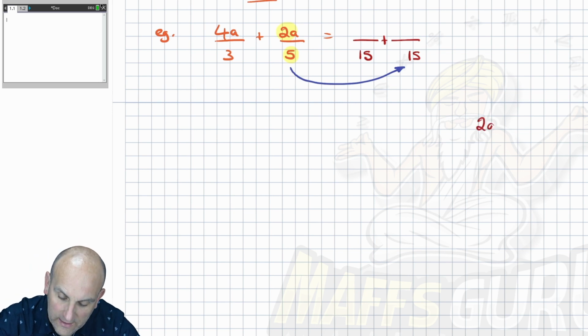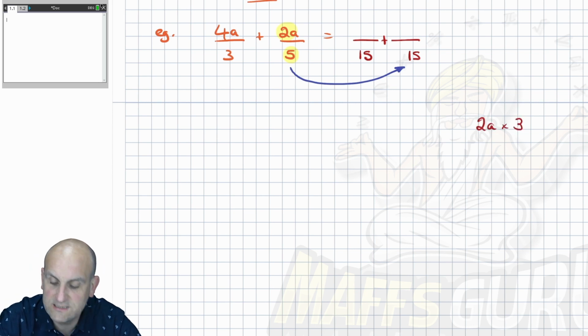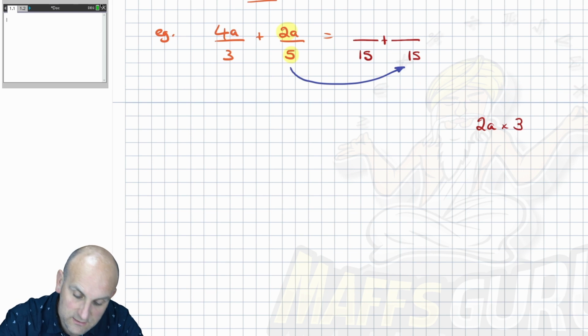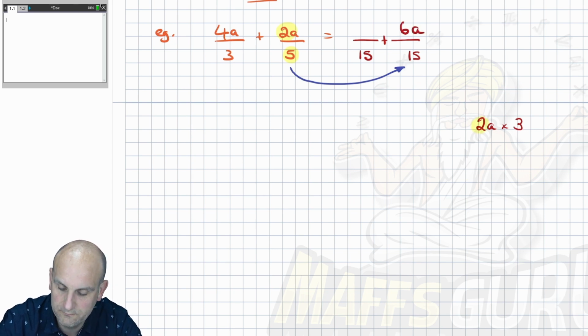So I've got 2 apples. I want 3 times that. Well, I've got 2 apples times by 3. I've got 2 apples, another 2 apples, another 2 apples, 6 apples. So that becomes 6a. And again, you could have known that because the 2 times the 3 becomes a 6. So that's the first one.